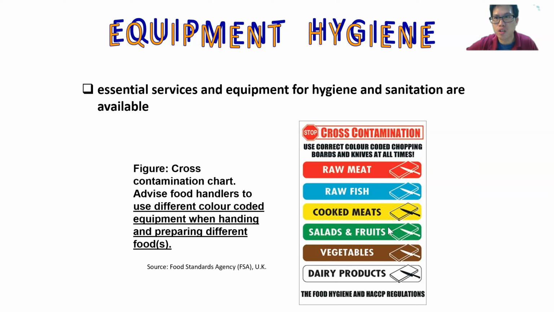You don't just take and use whatever you want. Make sure that if you are cutting meat, you use the red one. If you are cutting salad and fruits, use the green one and so forth. It is color-coded.